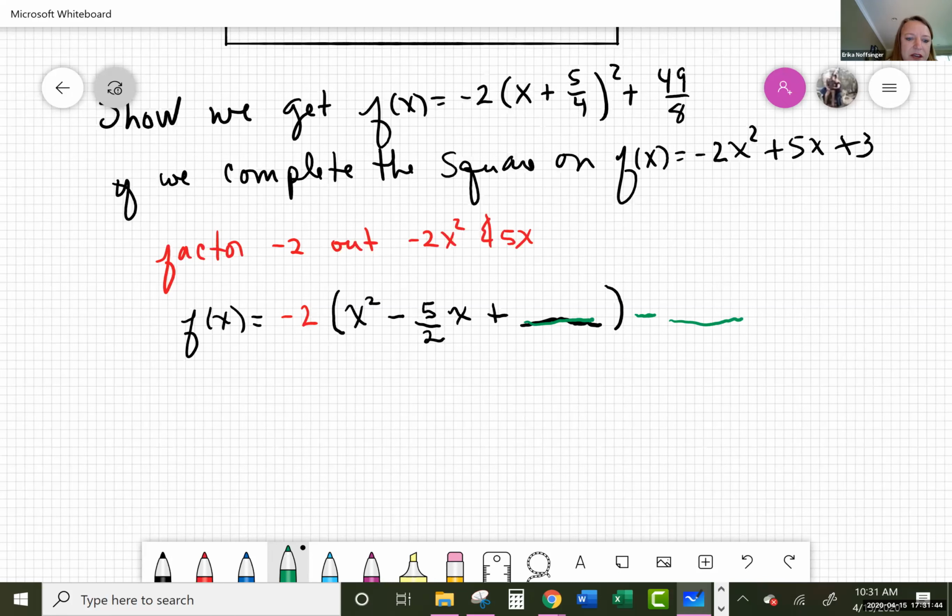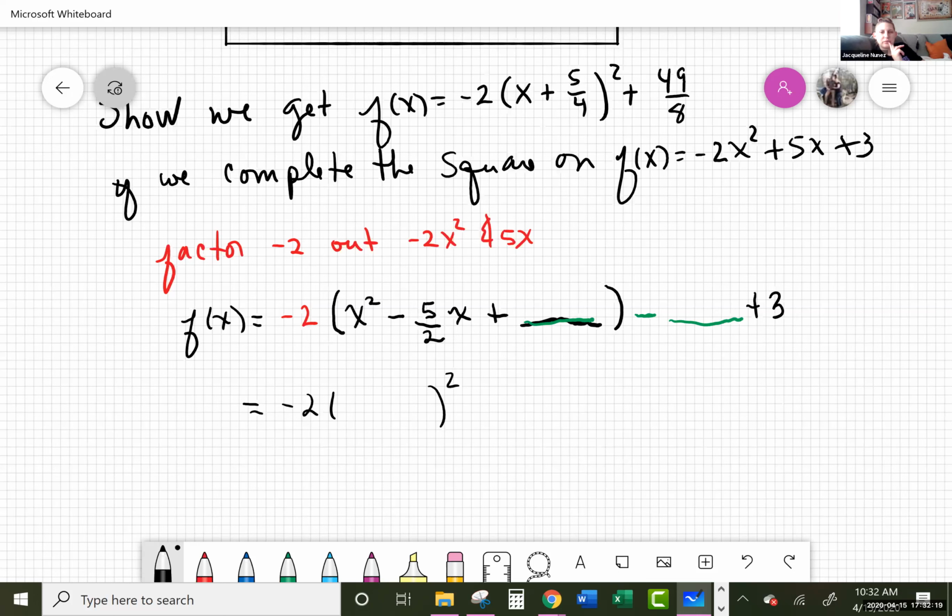On the same side of the equation, or we could have added it to the other side, but I didn't want to do that. So +3. So f of x is equal to -2 all times something squared. So thinking of what is this number that we are adding to itself to get -5/2. Whatever that number is, we want to square it to put it here.